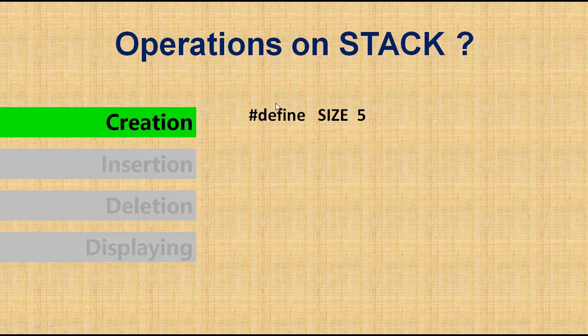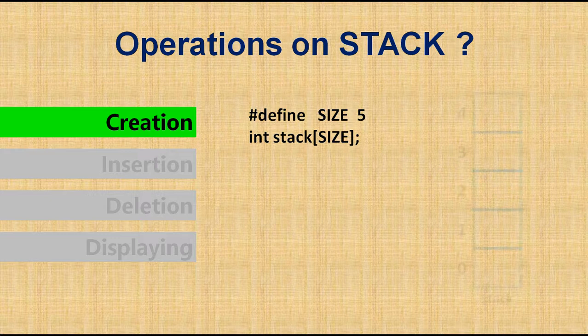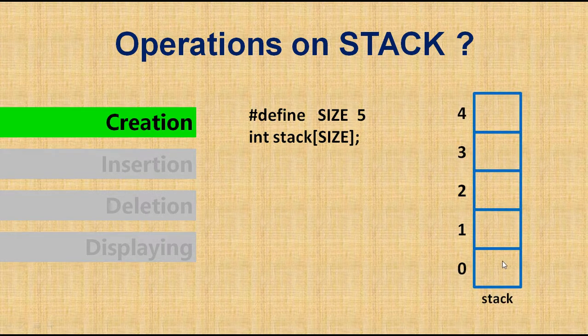That's why here I am using #define. I hope you are all aware of the concept of #define, which creates a preprocessor constant variable. This is the variable name and this is the size of the stack. Here I am creating a stack of size 5, and my stack variable contains this size value, so it contains 5 elements. Ultimately it looks like this: 1 2 3 4 5 with indexes 0 1 2 3 4. This is my stack, a totally blank stack when you create a stack for the first time.